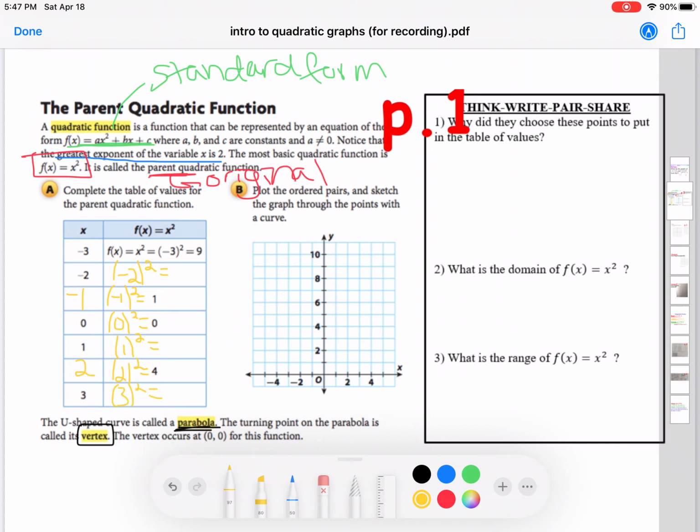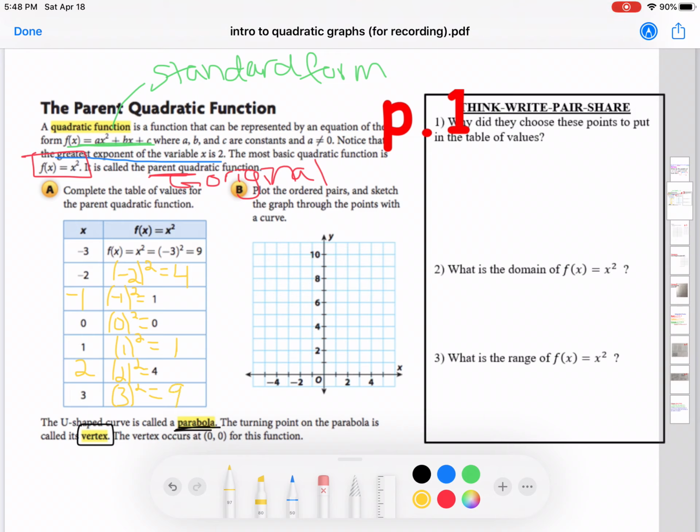So you'll notice that here we're already given 9. -2 squared we know is 4, -1 squared we know is 1, 0 squared we notice is 0, that's already there for us. 1 squared, we'll fill that one in, that would be 1. 2 squared is 4, that's already there for us.